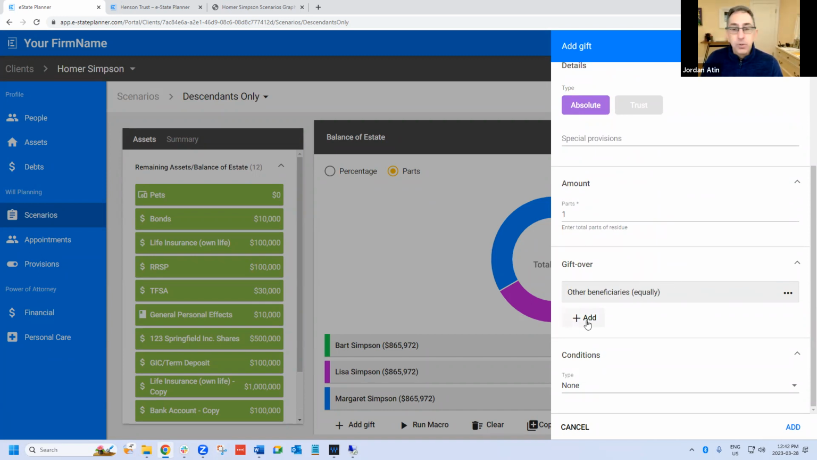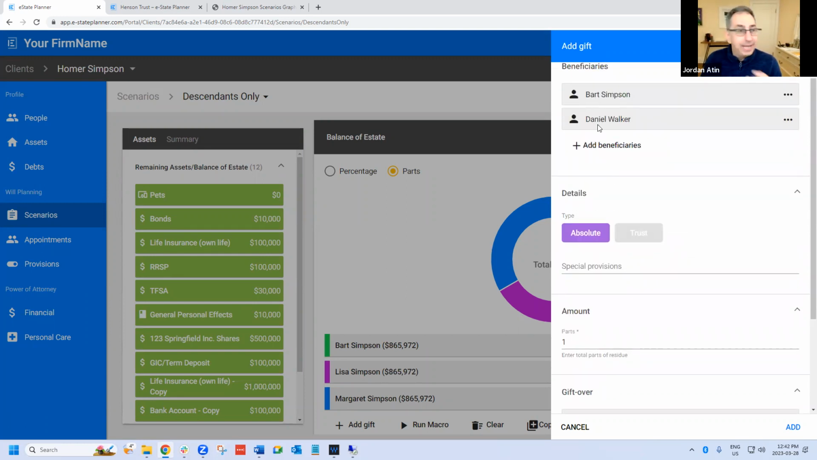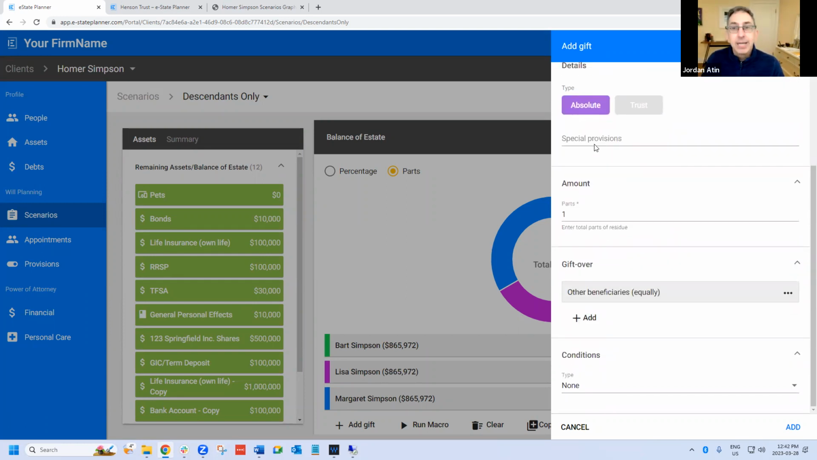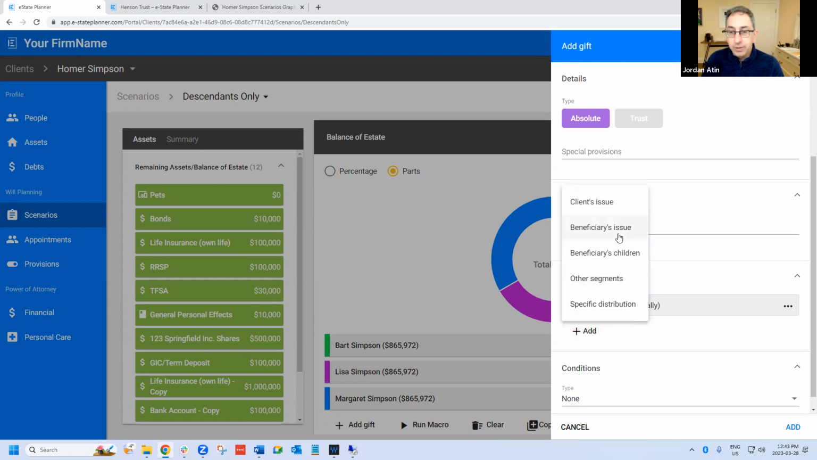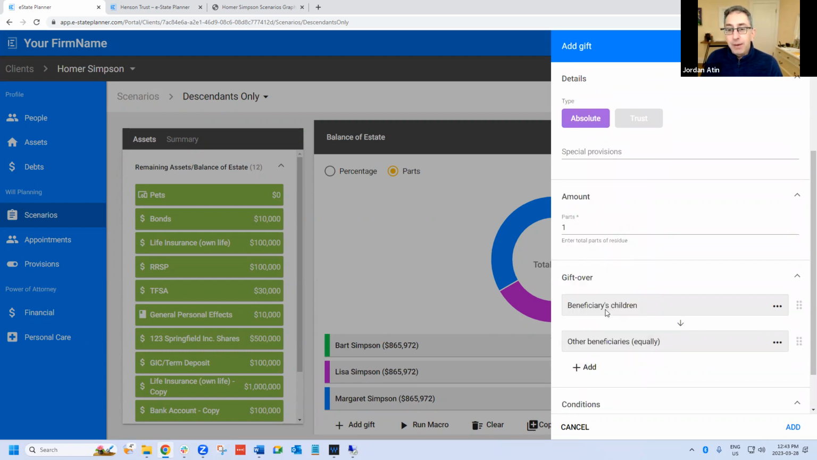Now, you might, in this case, say, no, I want to go to Bart and Daniel if they're alive. But if either of them predecease, I want their share to go to their kids, right? Well, that's a gift over. So you say, great, I want it first to go to beneficiaries' children. And only if they don't have children does it go to the other beneficiary. This is your typical gift over type clause, either beneficiaries' children or beneficiaries' issue, and then to the other beneficiaries.